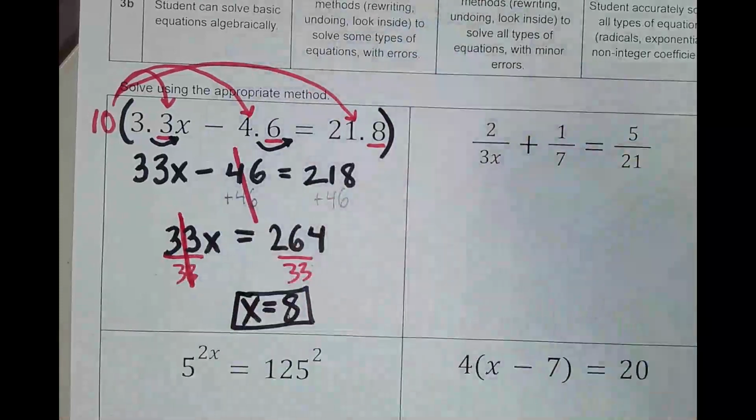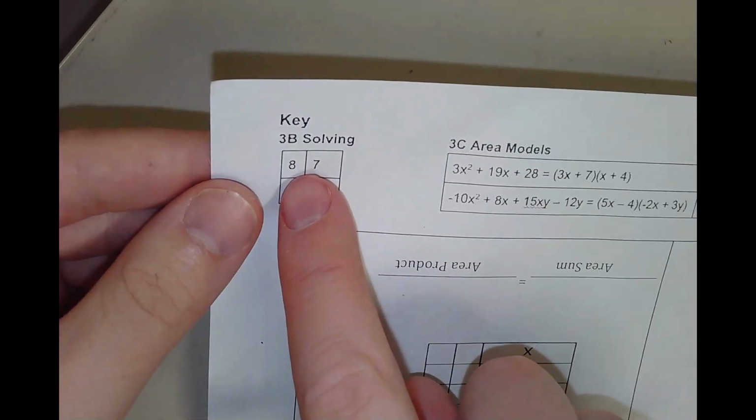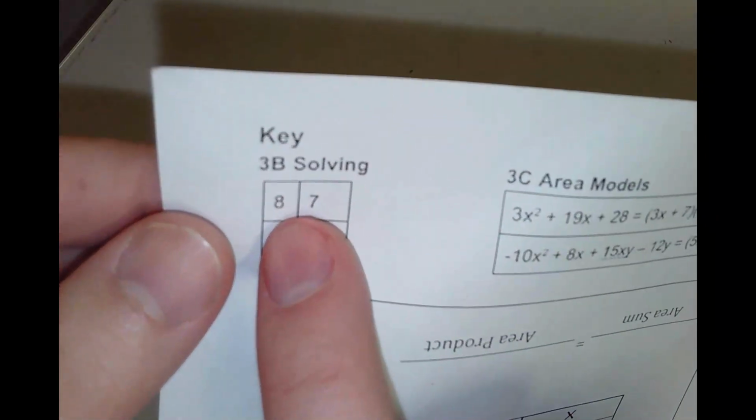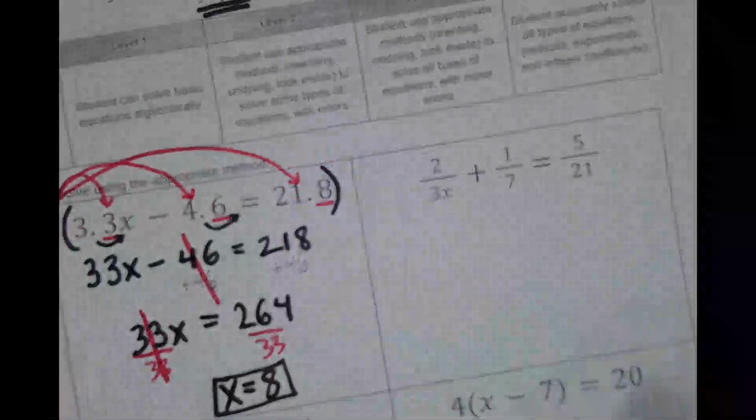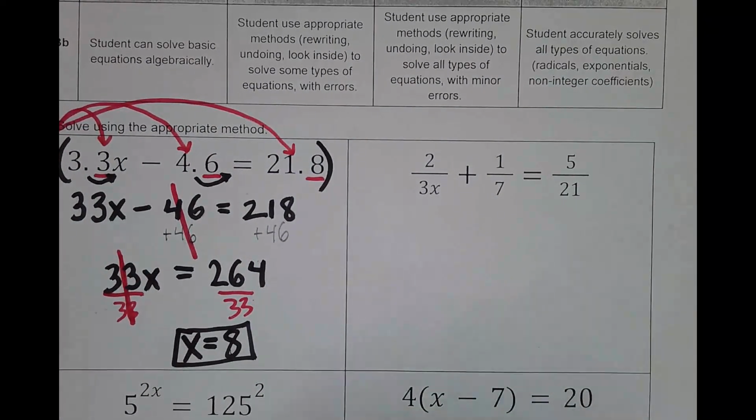Let's check our work on the back side. Let's see if we did it correctly. The answer for number 1, or the first problem, is 8. So we got it right. Let's go. Our next question here is going to be a fraction busters question.